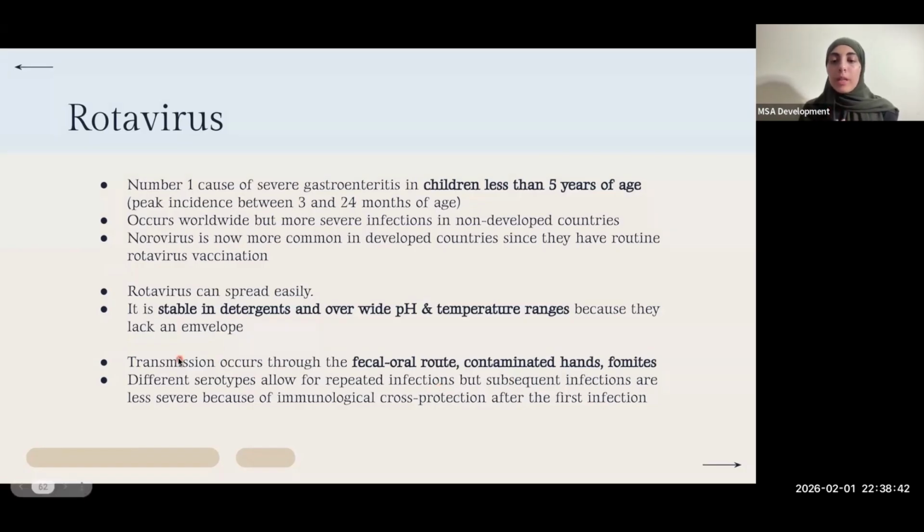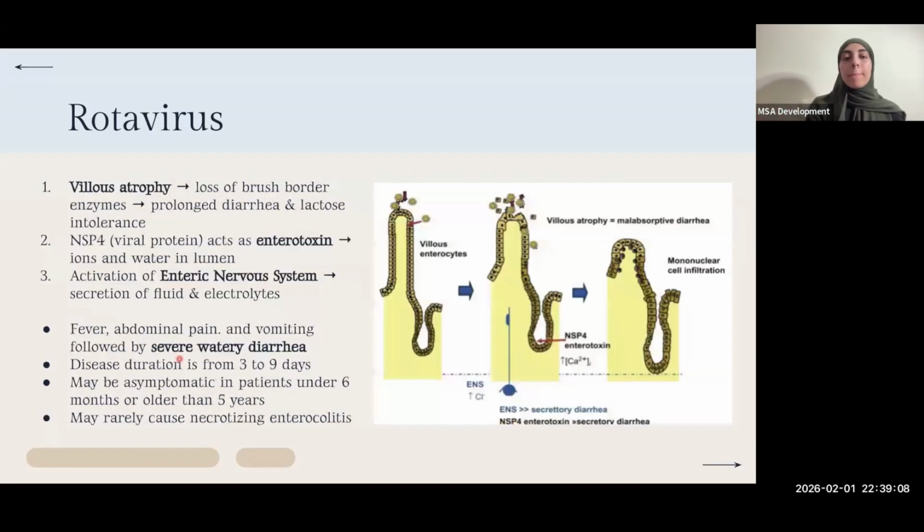You can have repeated infections, okay? But if someone gets an infection, they have some kind of protection. This protection does not prevent repeated infection, but any subsequent infection that they get later on will be less severe than the first one. So they get an infection, they have some protection that makes any other infection they get later on less severe, but it does not prevent recurrent infection.